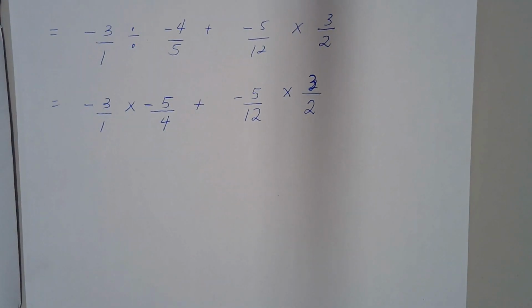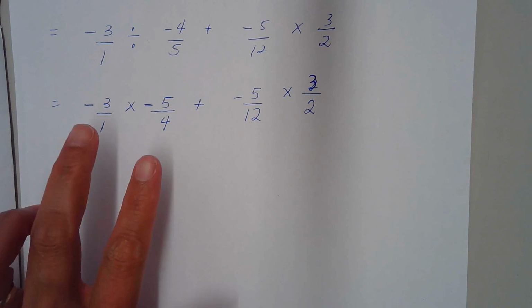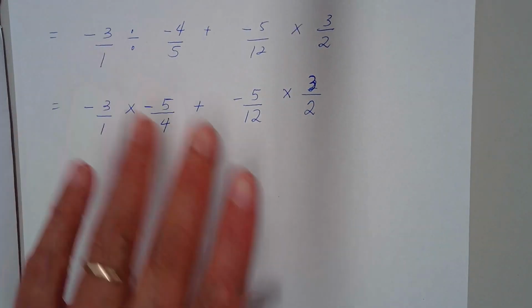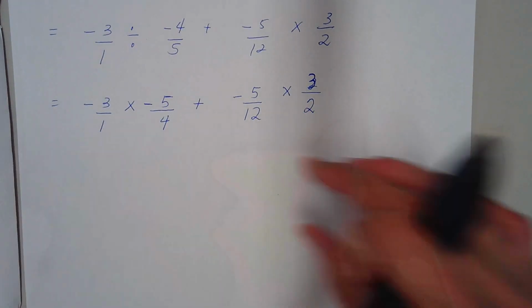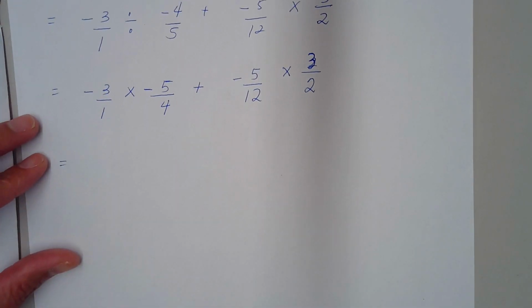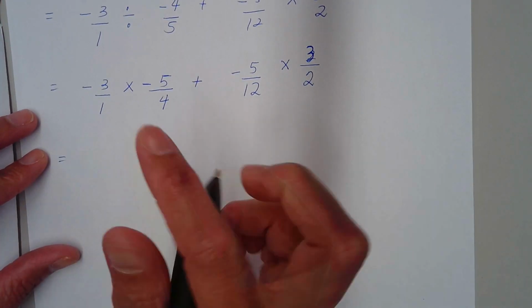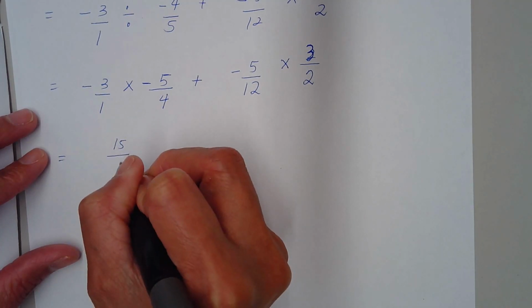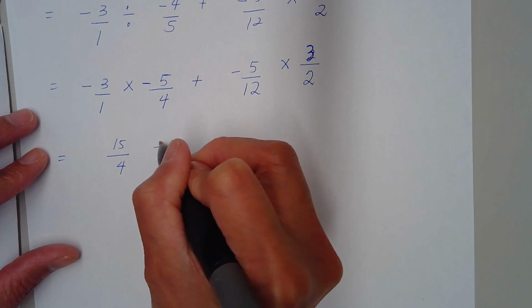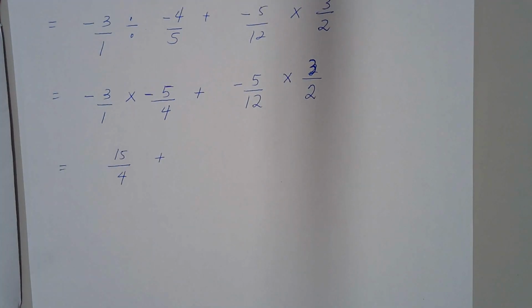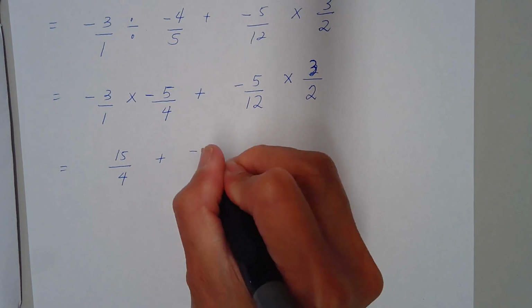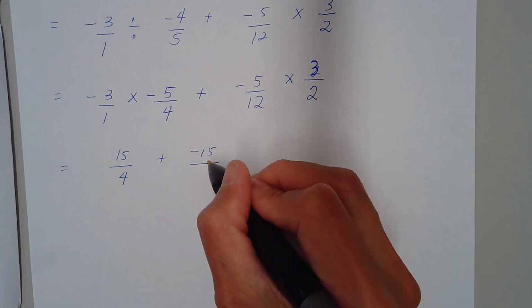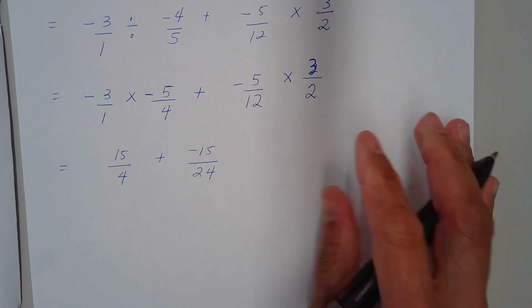Okay, what's next? We multiply here, and this is also multiplication, so we could do it all in the same line. Very good. Tell me what you would get for this one. 15 over 4, okay? Plus negative 15 over 24.